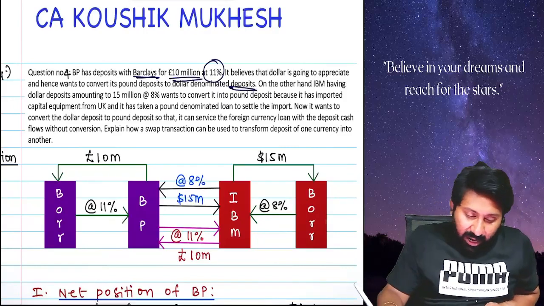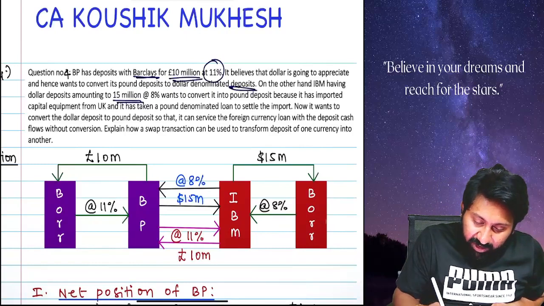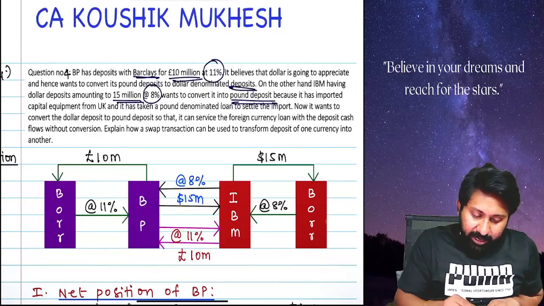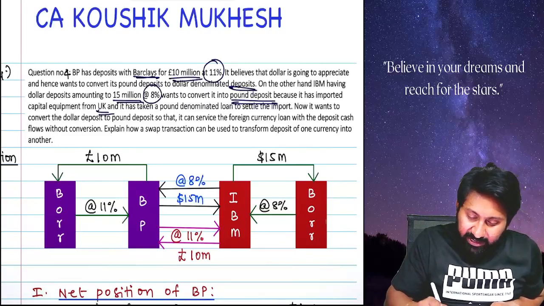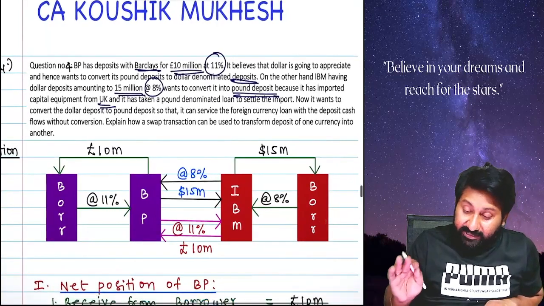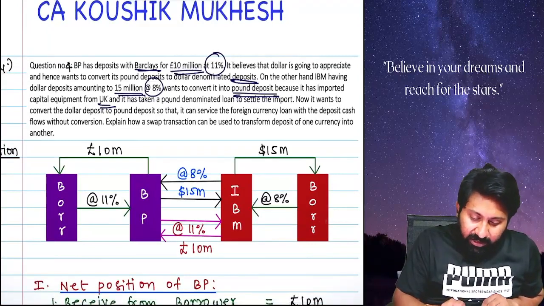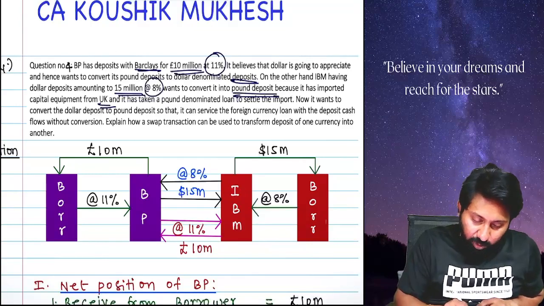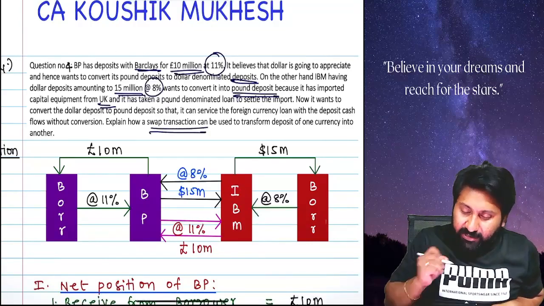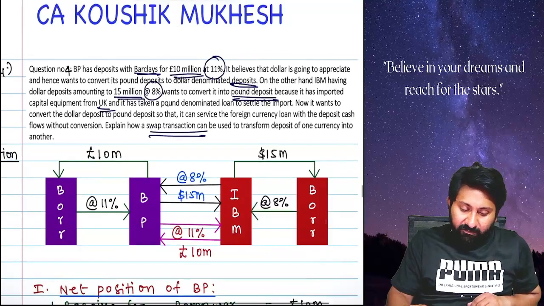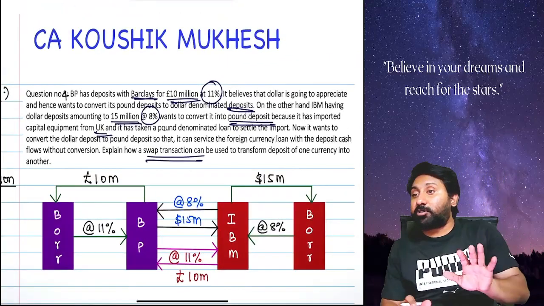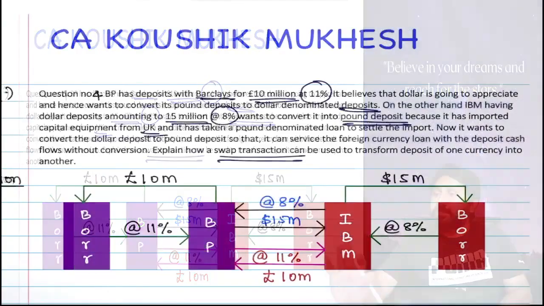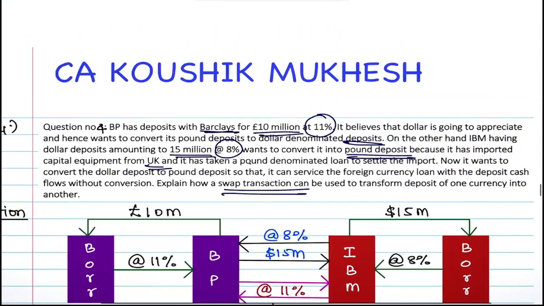On the other hand, IBM having dollar deposits amounting to 15 million at 8% wants to convert into a pound deposit, because it has imported capital equipment from the UK and it has taken a pound denominated loan to settle the import. Now it wants to convert the dollar deposit into a pound deposit so that it can service the foreign currency loan with the deposit cash flows without conversion. Explain how a swap transaction can be used to transform a deposit of one currency into another. The transformation of assets. Read the question before we go into the solution. The question only. Read the question first.